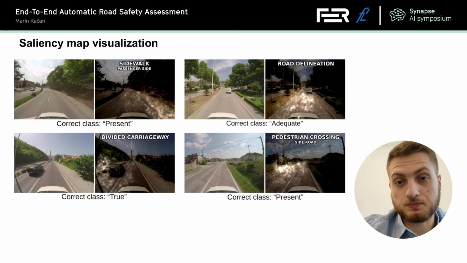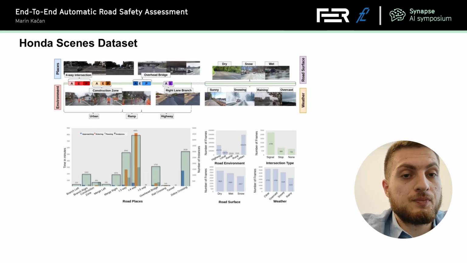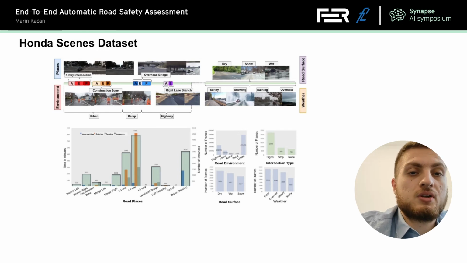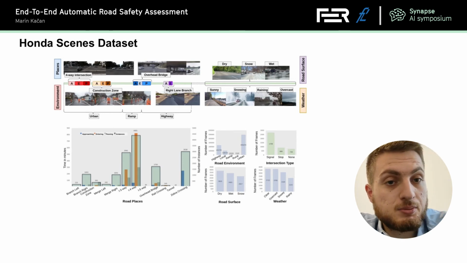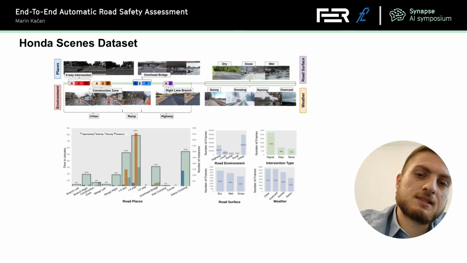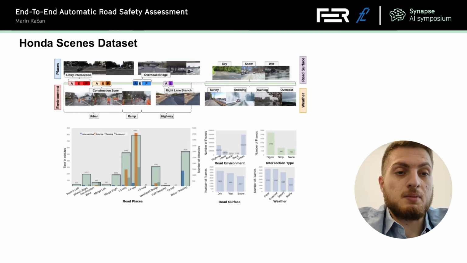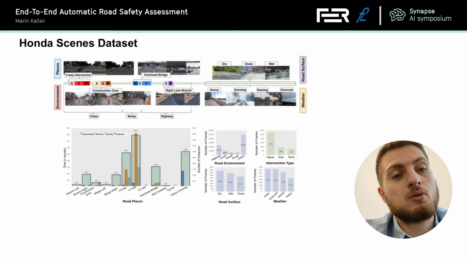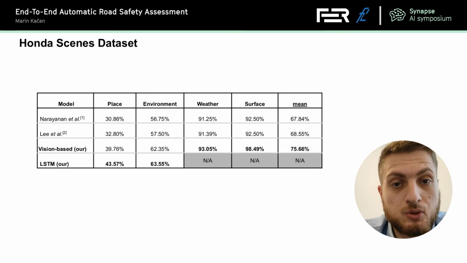We wanted to test our model on a publicly available dataset and compare it to other competing approaches. Since there's no such dataset for IRAP attributes, the closest that we found was the Honda Scenes dataset for road scene classification. Some of the tasks are quite similar to IRAP attributes, and it also has temporal annotations, in the sense that each of the subtasks in the road place task are annotated with classes called approaching, entering, and passing. So a model which can not only visually detect these elements, but can also capture temporal patterns should be beneficial here.